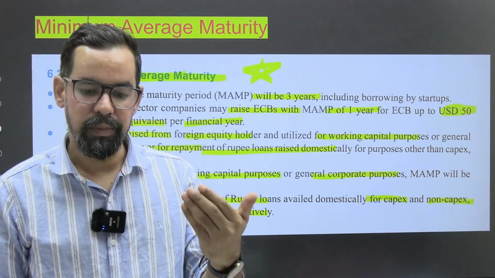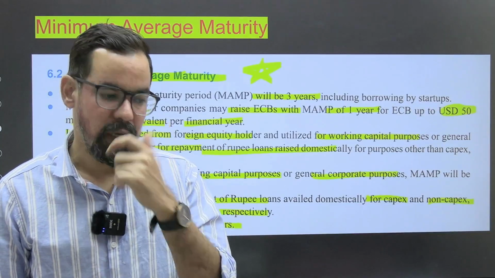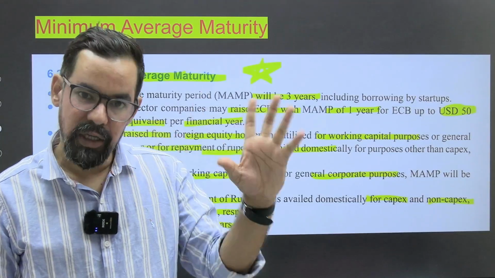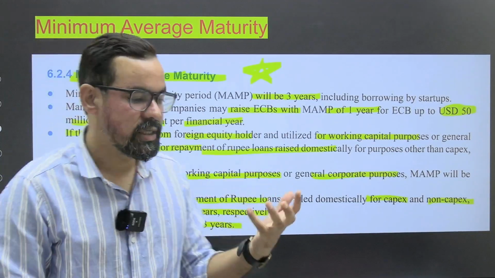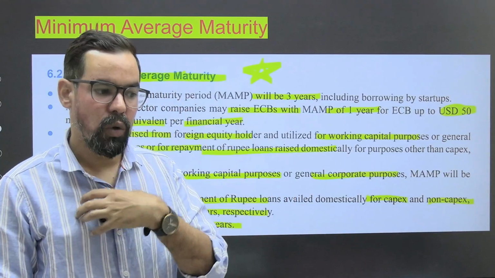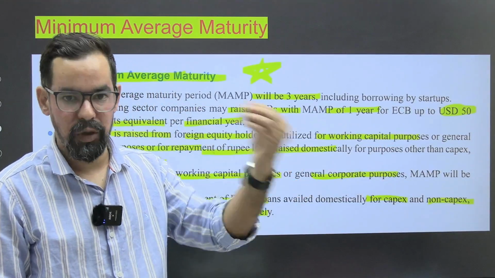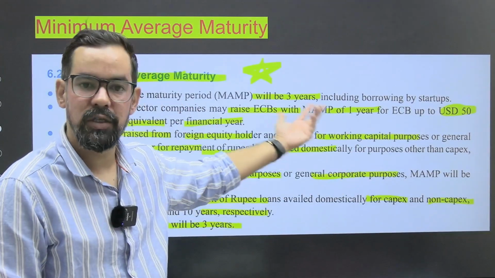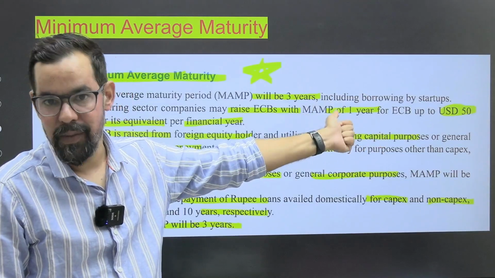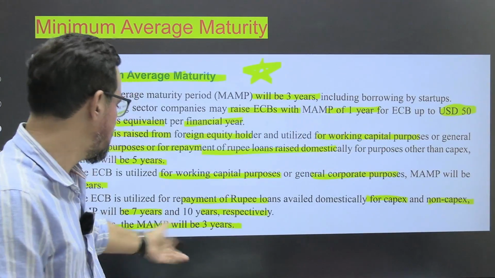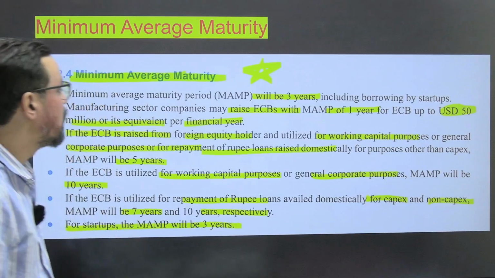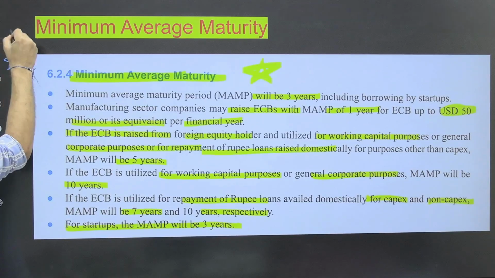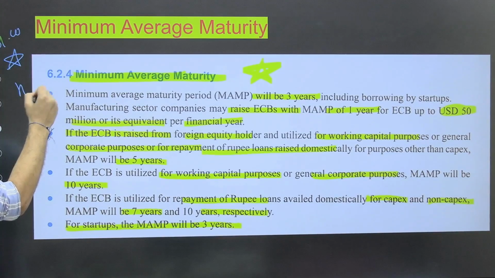Manufacturing companies can raise funds through ECB with a minimum average maturity period of 1 year, but the limit is 50 million US dollar. In other cases where we have foreign equity partners and want to use that money for general corporate purpose or repayment of domestic loan, 5 years. We do not have that particular one. For capital expenditure, 7 years. For general purpose, non-capital, it is 10 years. Startup, it is again 3 years. Please, this is very, very, very important one, so do remember this particular one. Again, this is a kind of homework. Try to remember this one.